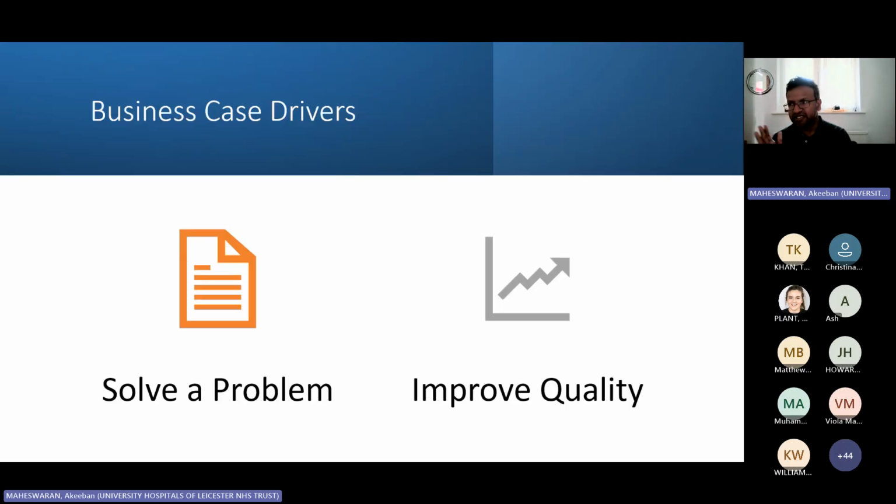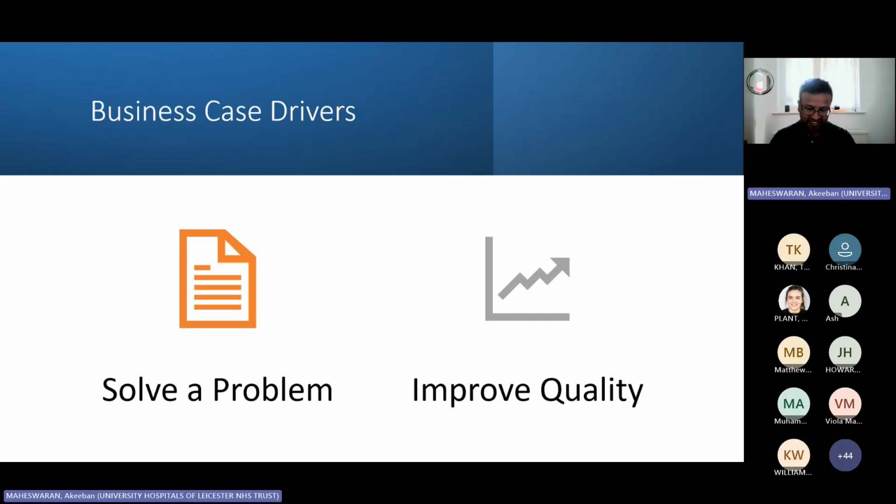Historically, the purpose of a business case has always been to drive income. For 20, 30 years, business cases were driven to drive income. Now it's about solving a problem. Most business cases have to solve a problem.